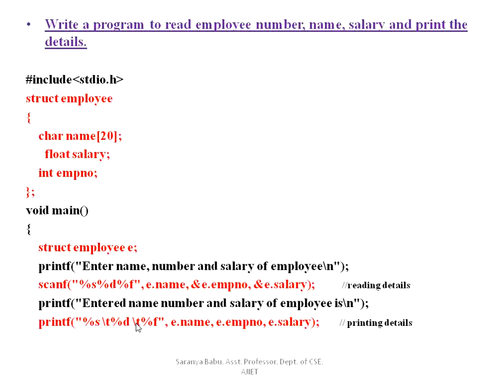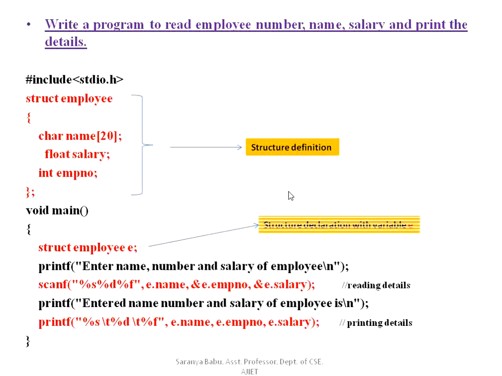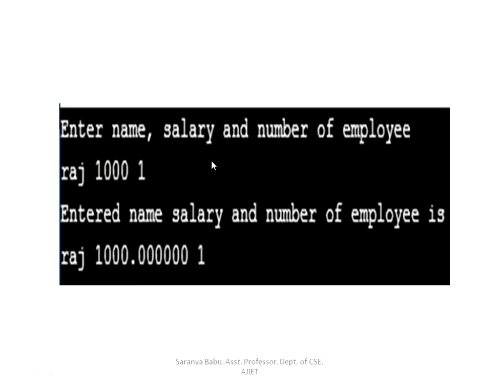So you are reading the details here and you are printing the details here. Is it clear? So understood? This particular thing was nothing else but the structure definition, and this particular thing was structure declaration with variable E. Using that structure variable E, you have read the details and also you have printed the details. Is it clear? So enter the name, salary and number of employee. I have given Raj 1001. Entered name is so much.